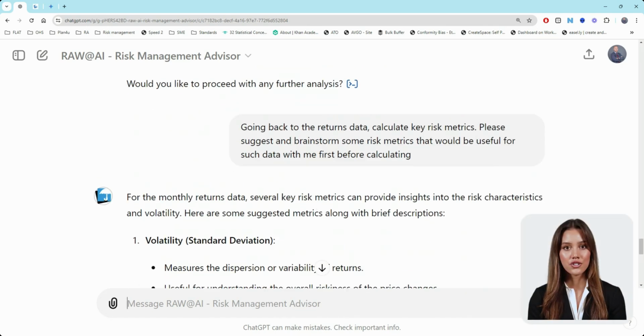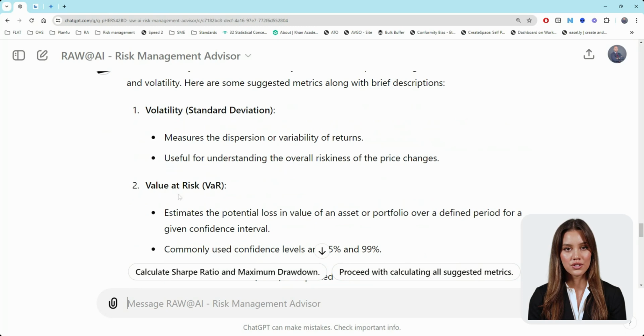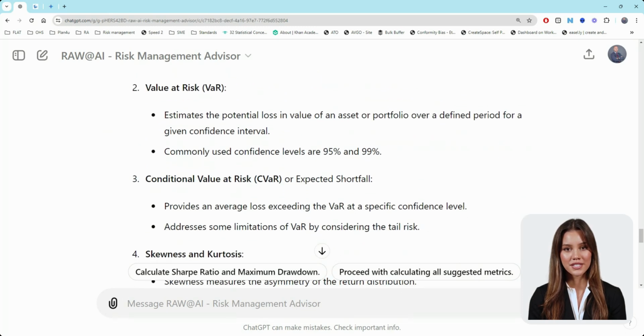Think of AI as your junior risk analyst who just graduated with a master's degree in statistics, quantitative risk analysis, or probability theory. Not only can it do the calculations, but it can also advise you on which calculations need to be performed. This is very powerful.